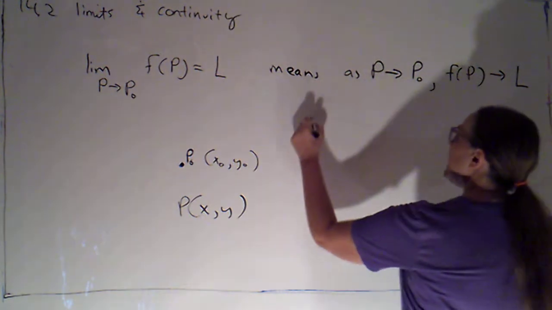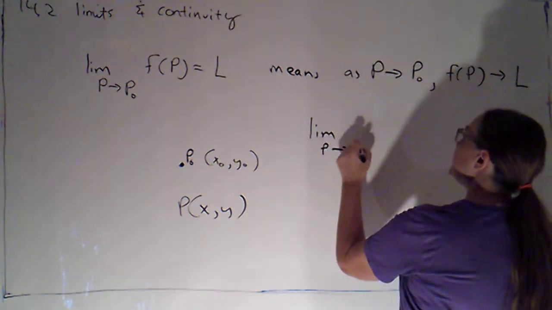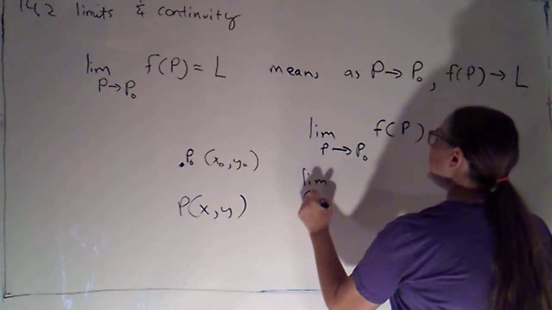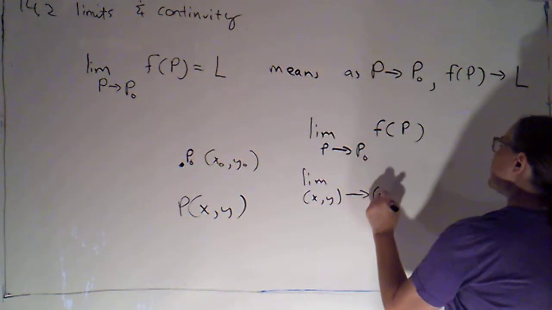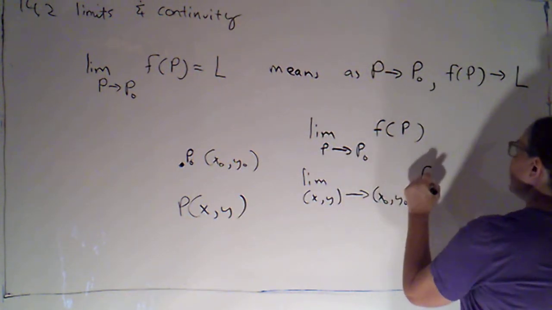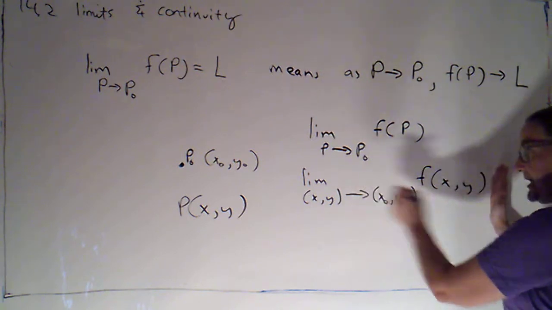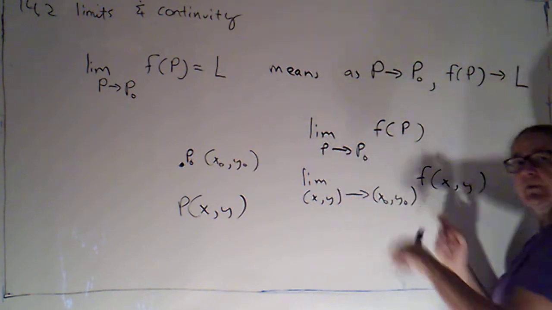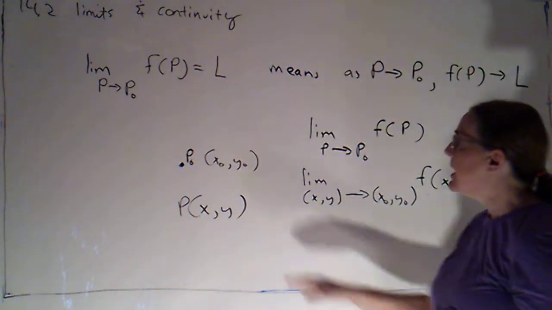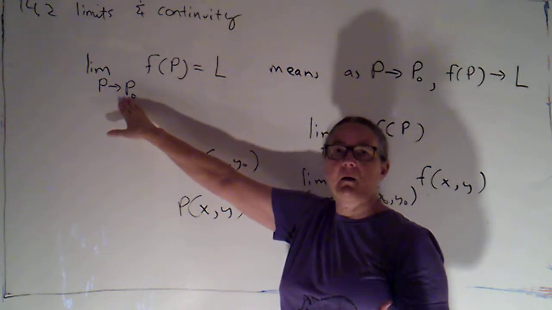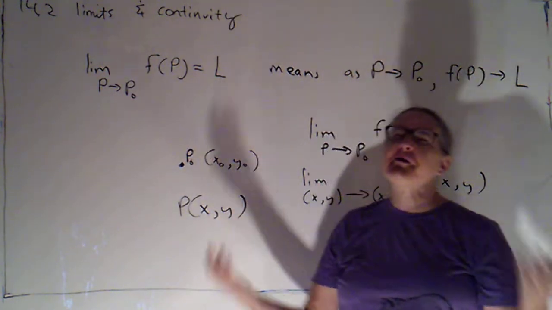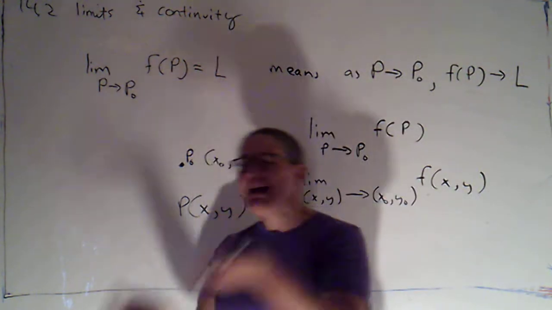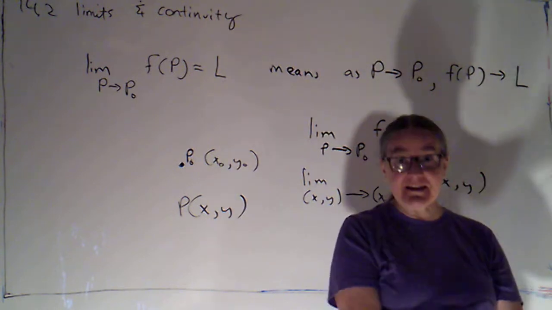Okay. So I could write the limit as P approaches P naught of f of P, or I could write the limit as x, y approaches x naught, y naught of f of x, y. So I could write things in terms of their coordinates. I'll usually do this when I'm looking at a specific example, but I find this notation really helpful for talking about limits in general so that I don't have to say things twice. Here's what it means in 2 space when there's only an x and a y, and here's what it means in 3 space when there's a z value too.